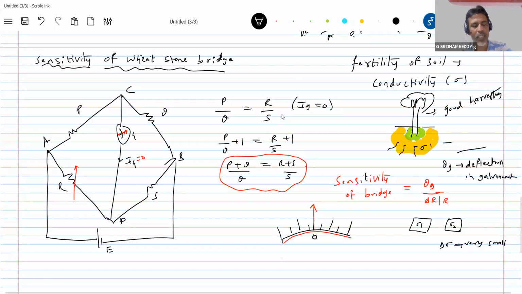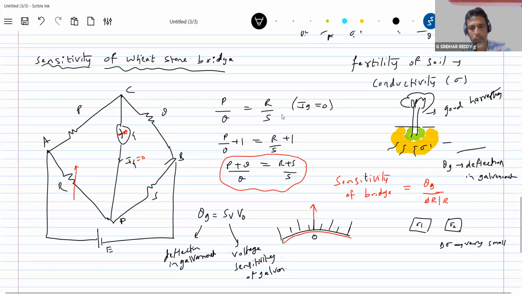Now, this deflection in the galvanometer, theta G, depends on what? It depends upon the voltage sensitivity of the galvanometer and the drop here, the open circuited voltage. So again, the deflection of the galvanometer depends on the voltage sensitivity.